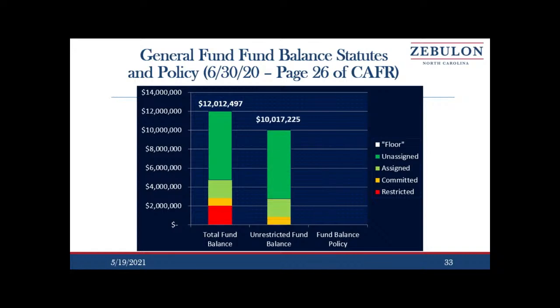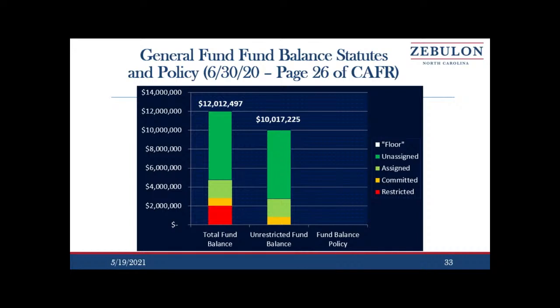Total fund balance at June 30, 2020 was a little over $12 million. Of that, a little over $10 million was unrestricted. What's unrestricted is the committed, assigned, and unassigned. Just a refresher: committed are things such as stadium, capital improvements, and fleet. These are portions of fund balance that were put into quote-unquote reserves for specific uses. They're put in or taken out by ordinance or resolution.